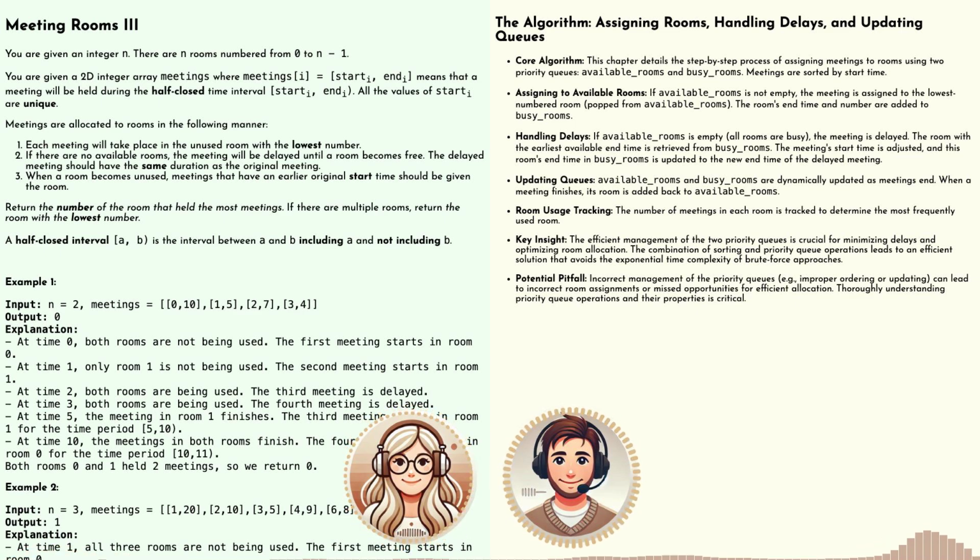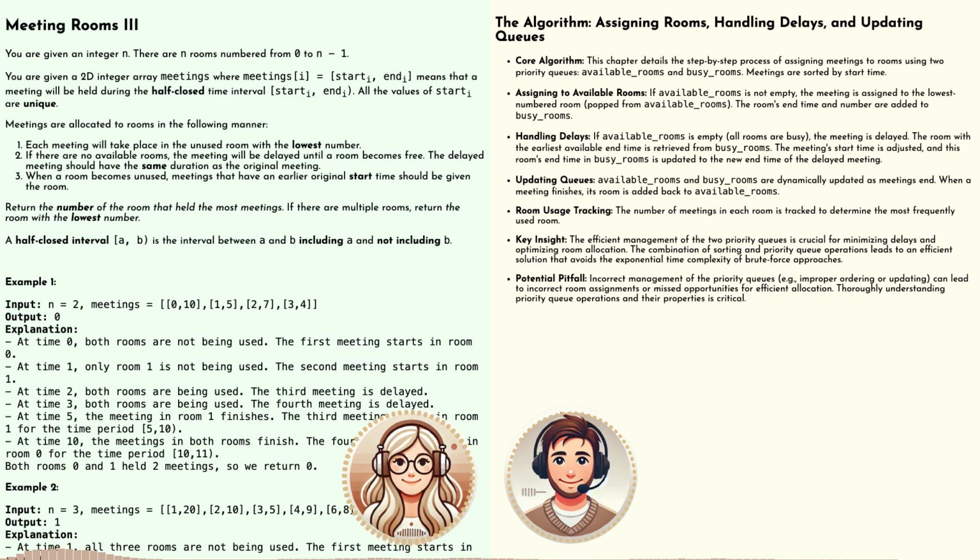Got it. So what do we do with that delay time? We add that delay to the meeting's total time. Okay. And that updated time becomes the new free time for that room in the busy rooms queue. So it's like we're pushing back that room's availability to factor in both the delay and how long the new meeting will last. Exactly. And of course, we bump up that room's count to show it's hosting another meeting. Right. And we just keep repeating this whole process. Yeah. For each meeting on our list, checking if rooms have become available, figuring out any delays, and updating those two queues as we go.